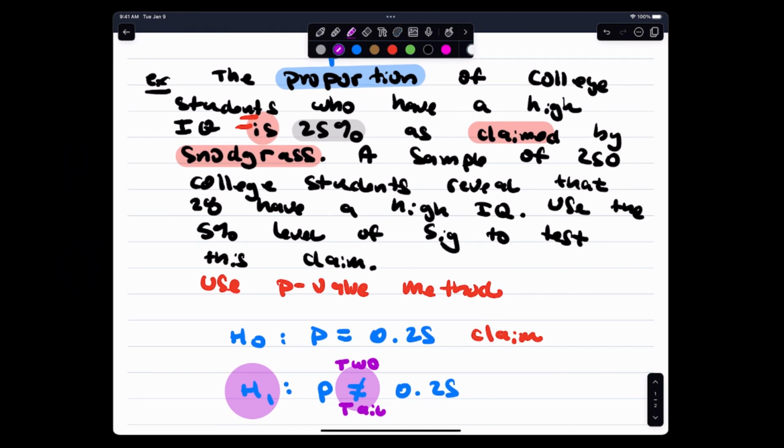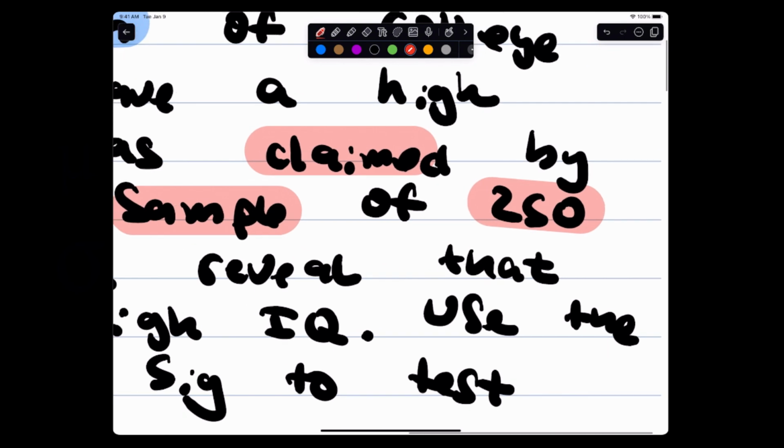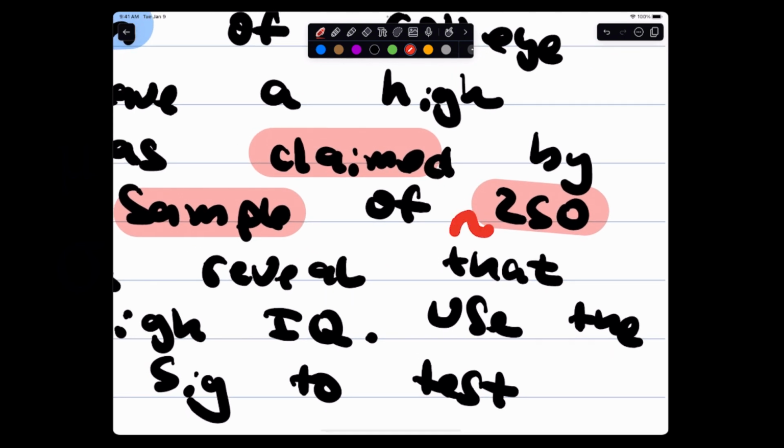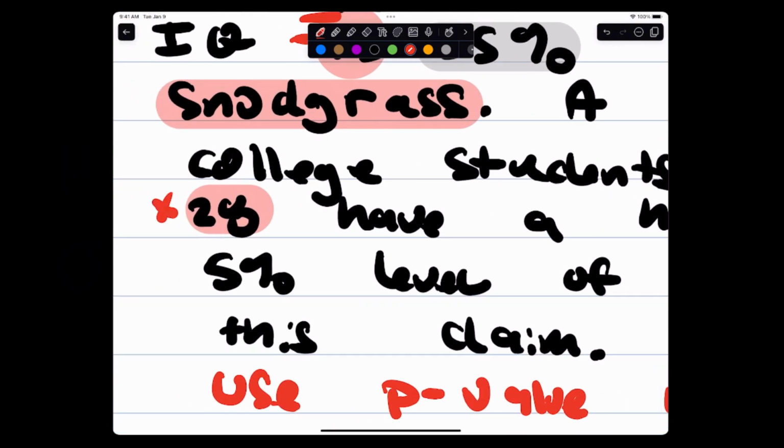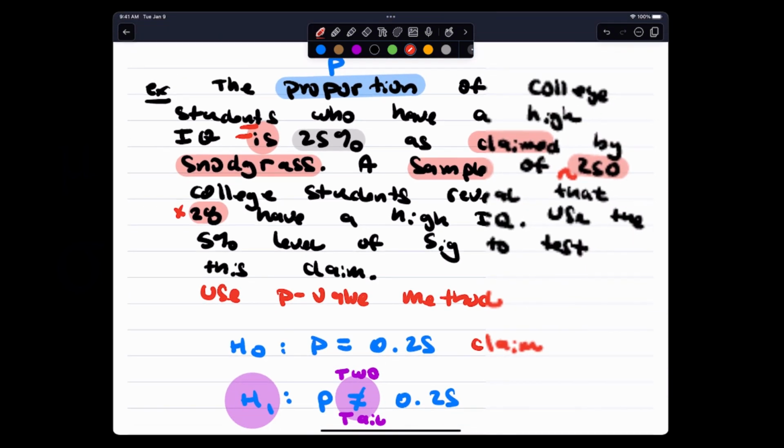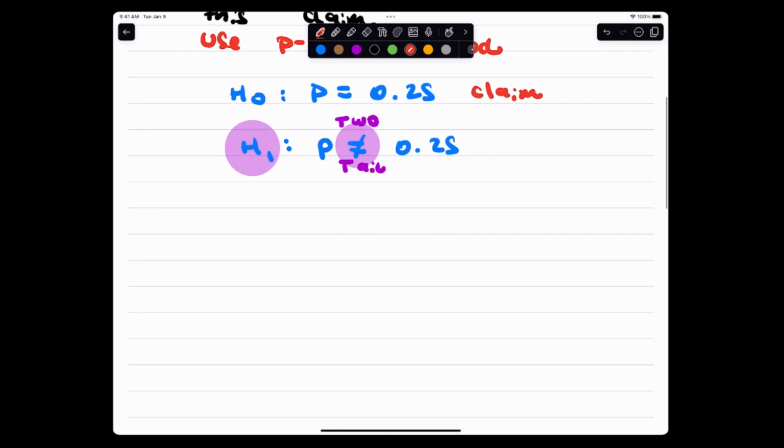All right, now let's read. What does it say? A sample of 250 college students reveal that 28 have a high IQ. Now, what does that mean? A sample of 250. 250 represents your what? Sample size, and then what does the 28 represent? Your successes? So write that down. You're going to punch this in the TI. So your sample size is 250, and then the number of successes is 28.